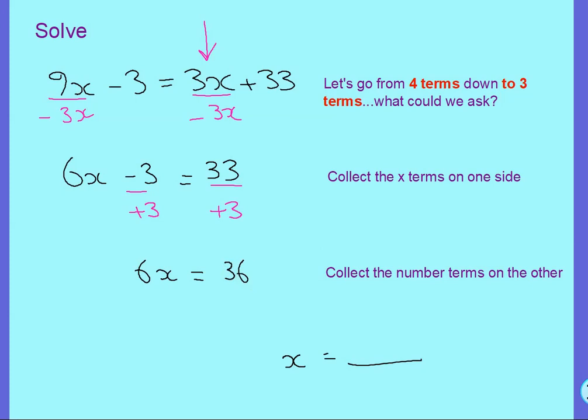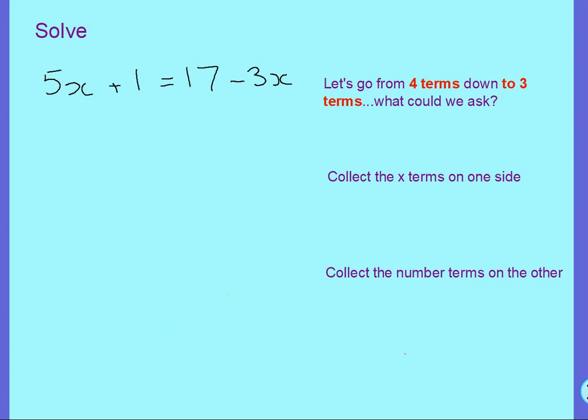So now to finish off, divide by 6 to both sides, and we will end up with 6. I must say, I would never ever write this off like that. I wish they weren't written. It would be underneath like so. So I'm just going to do that on every one of these we do.